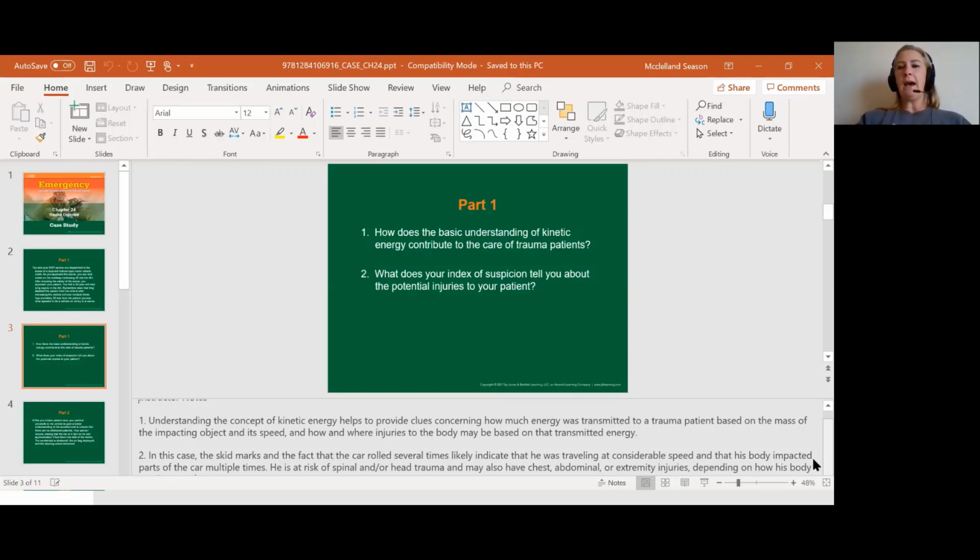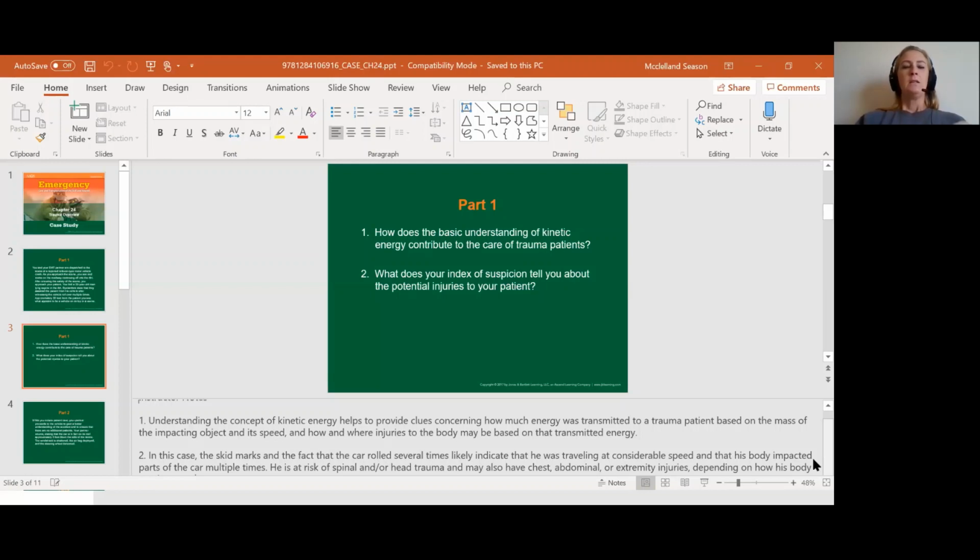What are the impacts? What are the three impacts in any collision? Object to body, body to body, body to organs. Object to object, body to object, organs to body.